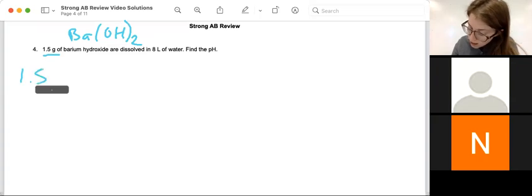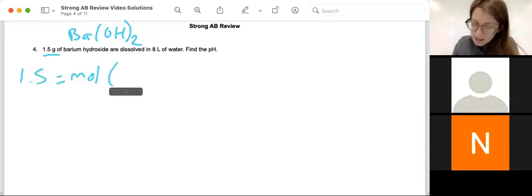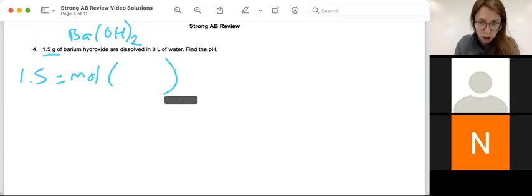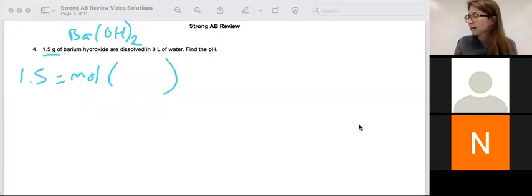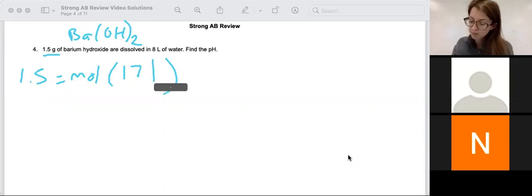Grams of barium hydroxide equals moles of barium hydroxide times the molecular weight of barium hydroxide. Molecular weight of barium hydroxide. Barium is 137. And then I have 2 oxygens and 2 hydrogens. So plus 2 times 16 plus 2 times 1. We get a molecular weight of 171.